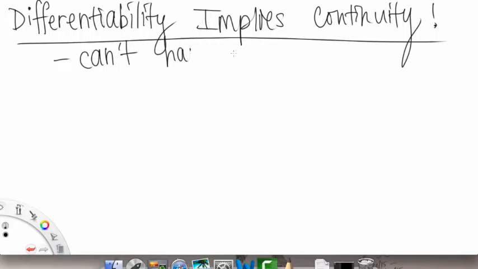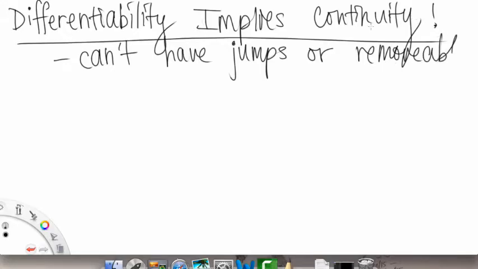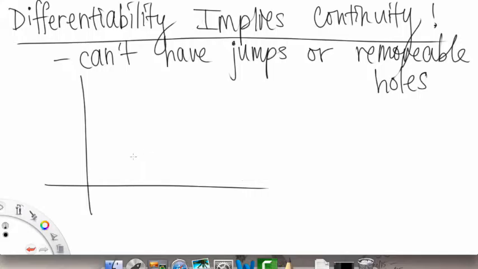You can't have jumps or removable holes. I think I spelled that wrong, but it's okay. This is not a spelling class, this is math. So let's say you had a function like this, and then it jumped up to here and continued along. What would you do here at c? Is it differentiable at c? Let's see what happens.